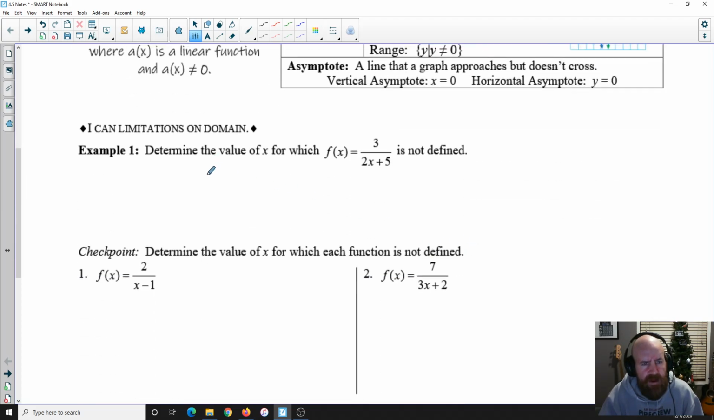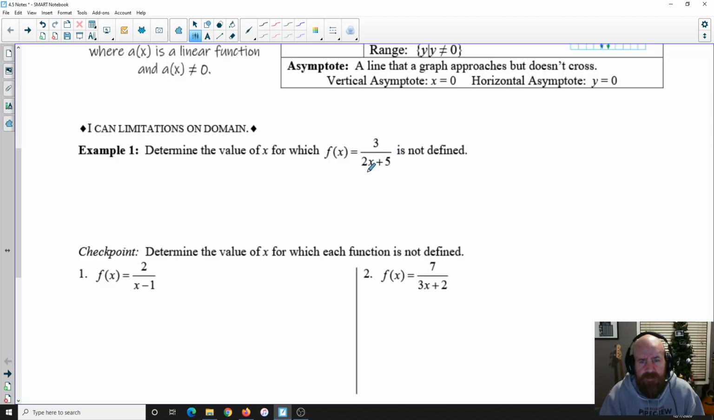So let's take a look at example 1. How do we tell by just looking at a function without graphing it what the asymptotes would be? So determine the value of x for which the function is not defined. We took a look at this before when we were solving rational equations. We looked at what would cause the denominator to be 0.